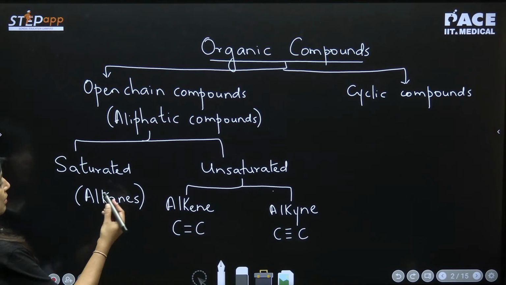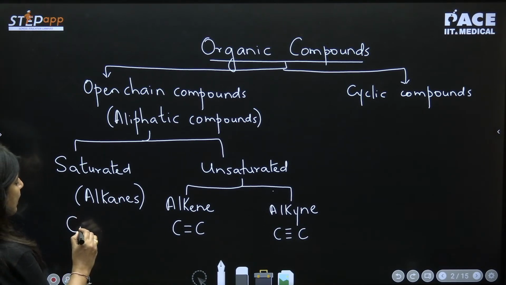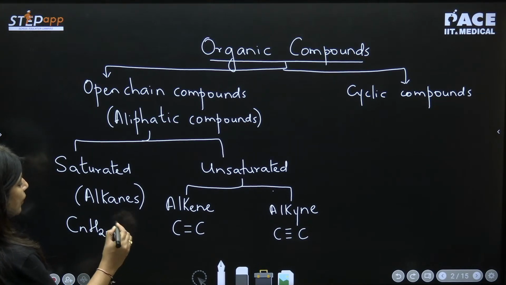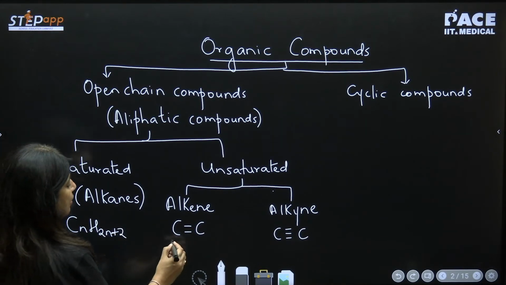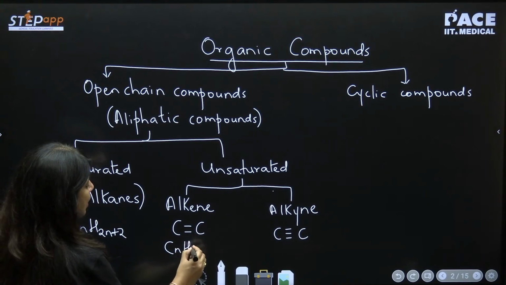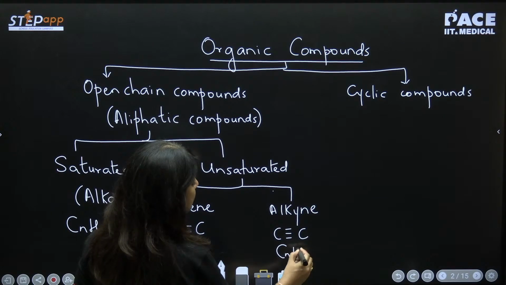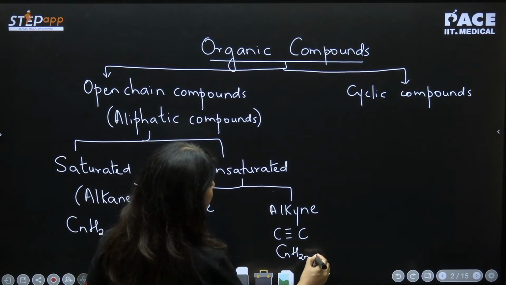For alkanes, we know the general formula for an alkane is CnH2n+2. For alkenes, the general formula is CnH2n, and alkynes have the general formula CnH2n-2.